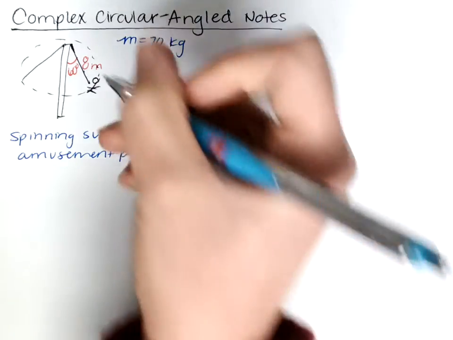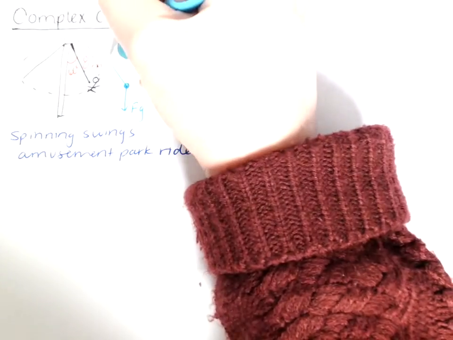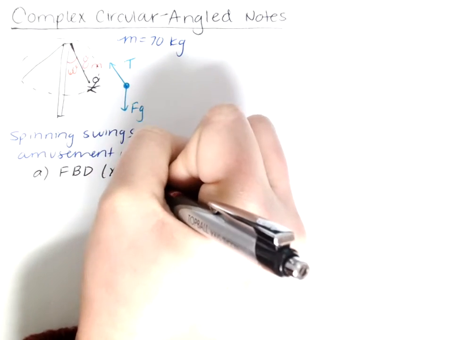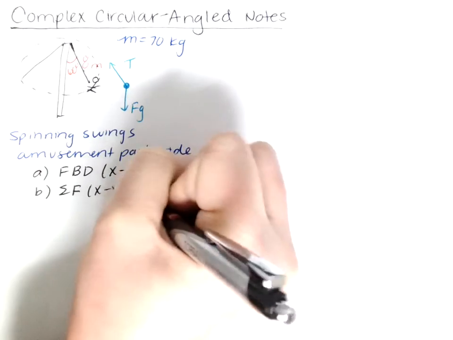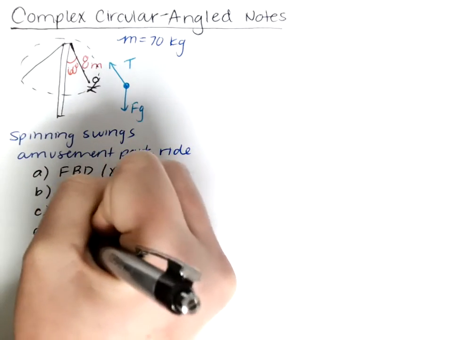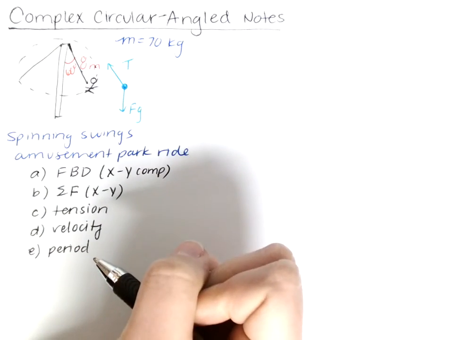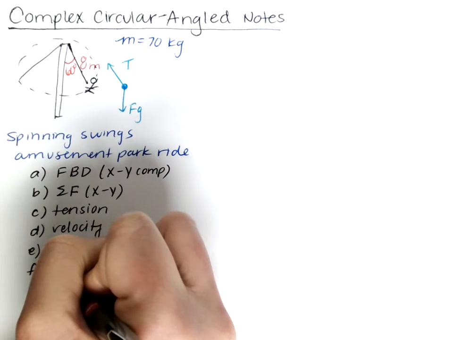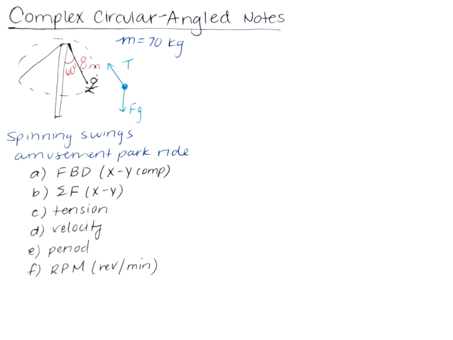Okay, let's go ahead and draw the free body diagram of the person. So we have force of gravity pulling the person down, and we have this tension force pulling up at an angle. So we're going to do a few different things. A, we're going to break our free body diagram into x, y components. B, we're going to find the sum of the forces in the x, y direction. C, we're going to find the tension in the string. D, we're going to find the velocity of the person in the swing. E, we're going to find the period. The period is the time it takes for one revolution. And F, we're going to find how many revolutions per minute occur.